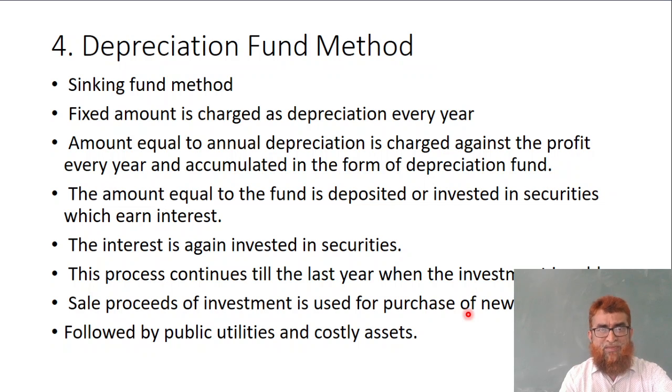And fourth method is depreciation fund method. This is one of the important methods for us in this chapter. Sinking fund method is also another name for this method. ಫಿಕ್ಸ್ಡ್ ಅಮೌಂಟ್ ಈಸ್ ಚಾರ್ಜ್ಡ್ ಆಸ್ ಡಿಪ್ರಿಸಿಯೇಷನ್ ಎವ್ರಿ ಇಯರ್. ಫಿಕ್ಸ್ಡ್ ಅಮೌಂಟ್ ಇರ್ತದೆ, ಅದನ್ನು ಕ್ಯಾಲ್ಕುಲೇಟ್ ಮಾಡಿ ಆ ಅಮೌಂಟ್ ಎವ್ರಿ ಇಯರ್ ಡಿಪ್ರಿಸಿಯೇಷನ್ ಎಲ್ಲ ವರ್ಷವೂ ಸೇಮ್ ಇರ್ತದೆ. ಅಮೌಂಟ್ ಈಕ್ವಲ್ ಟು ದ ಆ್ಯನ್ಯುವಲ್ ಡಿಪ್ರಿಸಿಯೇಷನ್ ಈಸ್ ಚಾರ್ಜ್ಡ್ ಅಗೇನ್ಸ್ಟ್ ದ ಪ್ರಾಫಿಟ್ ಆ್ಯಂಡ್ ಲಾಸ್ ಎವ್ರಿ ಇಯರ್.